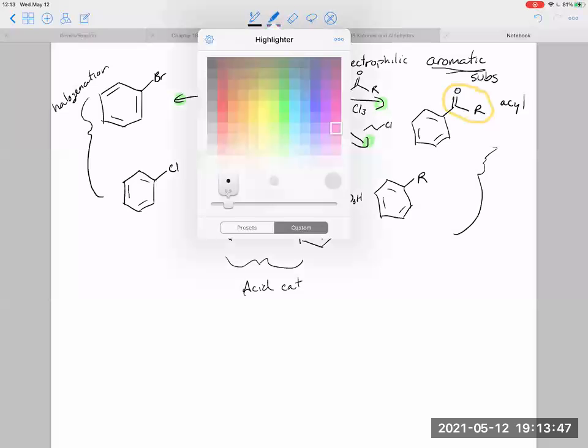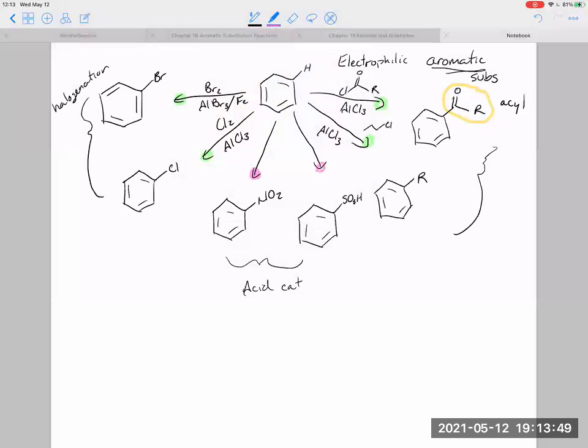All right, and then these acid catalyzed ones, you can also throw in the same place in your mind because they're all going to be acid catalyzed. What's our favorite acid catalyst that we seem to use all the time? H2SO4. For the nitration, you're going to have nitric acid in there as well. And then for the sulfonation, you use fuming H2SO4.